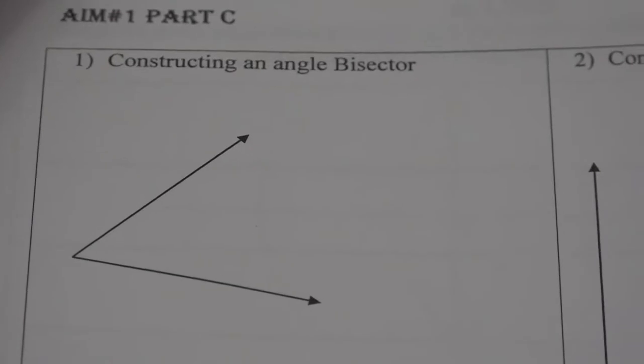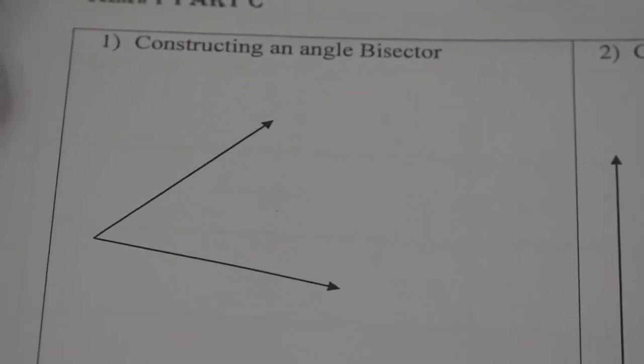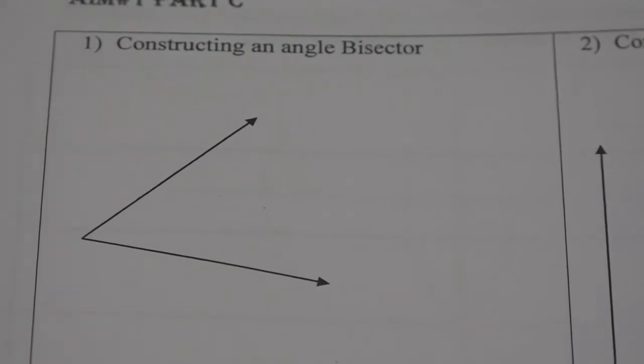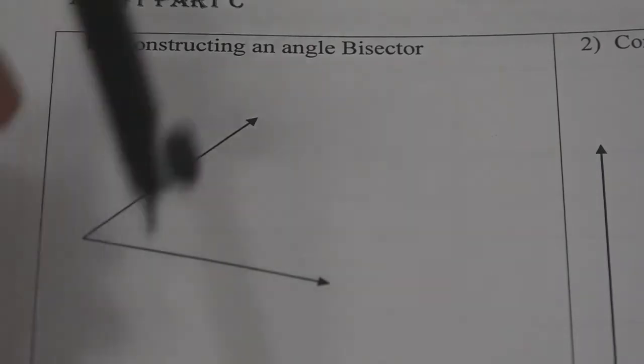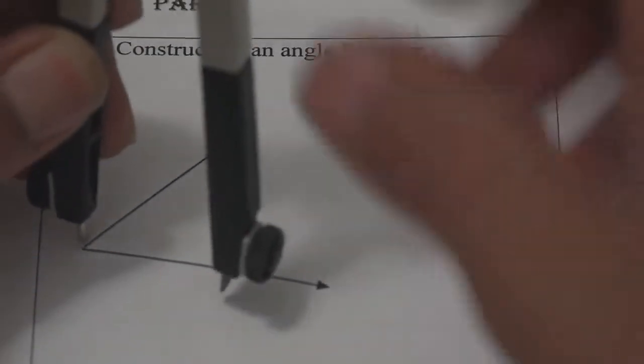Okie dokie, so welcome to Aim number 1C. That's the third lesson in our packet, right? So what we're going to do right now is construct the angle bisector. So how do I do this? I'm going to do it the easy way, and then I'm going to explain to you what actually happened.